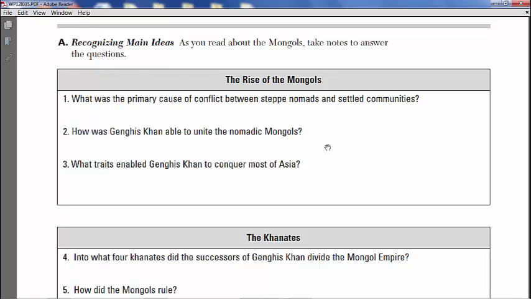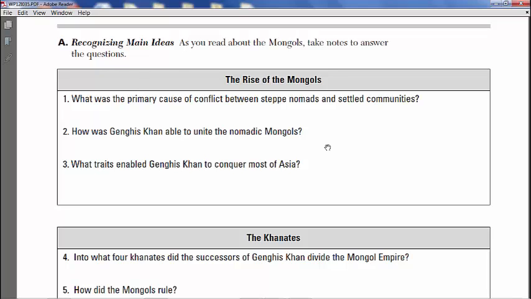All right, number 2, how was Genghis Khan able to unite the nomadic Mongols? He basically terrorized everybody. He terrorized all his rivals, defeated all his rivals one by one, and was finally able to unite them after all the terror that he presented to them. Number 3, what traits enabled Genghis Khan to conquer most of Asia? A great organizer, a brilliant organizer, probably one of the greatest military strategists of all time. People still study him today as far as military is concerned. He was a huge, very cruel terrorist, chopping heads off. I'm just going to be brutally honest, chopping heads off, all kinds of things like that.